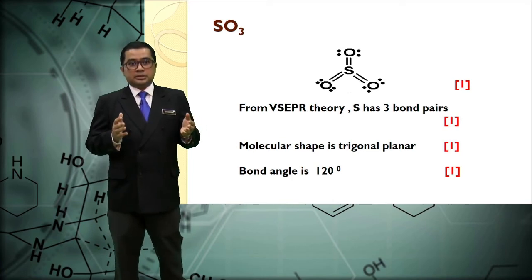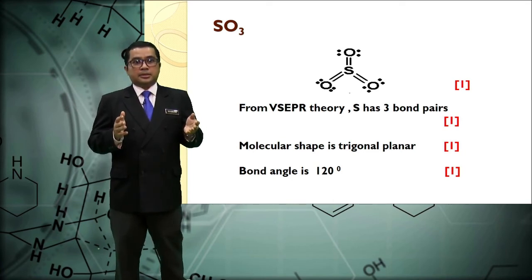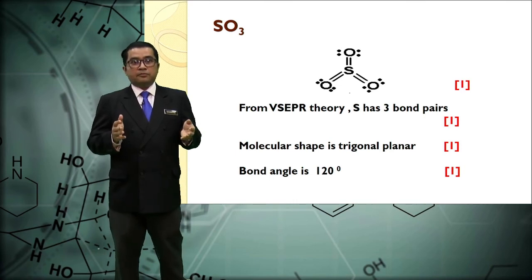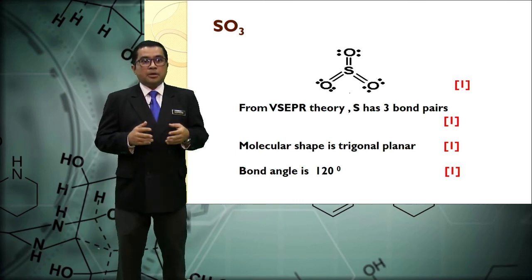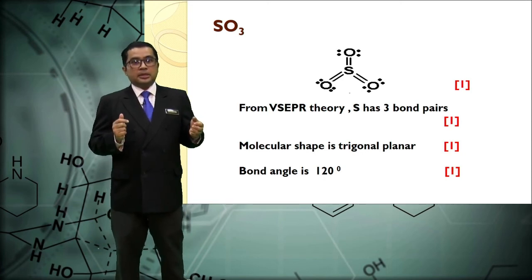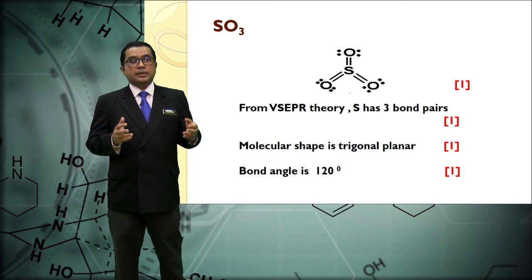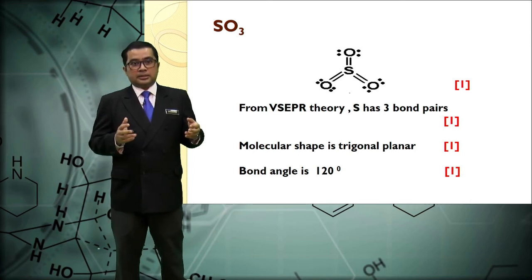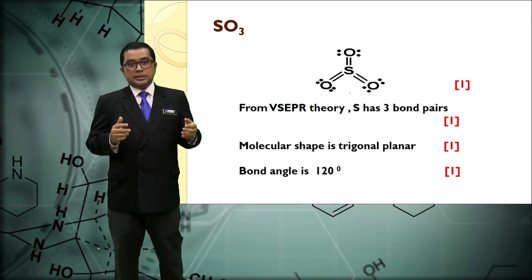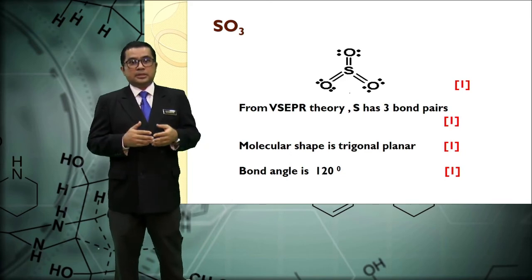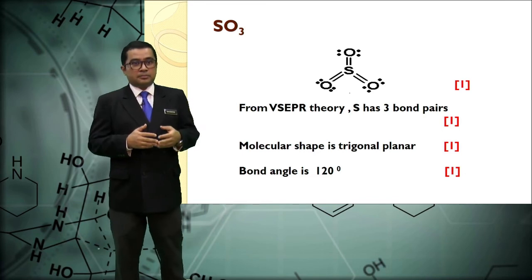So again, you must use the correct shape for SO3. What about the bond angle, students? Because the shape of SO3 is trigonal planar, the bond angle will become 120 degrees. How do you get 120 degrees? Because 360 divided by 3 gives you 120 degrees. So that is the mark for bond angle for SO3.